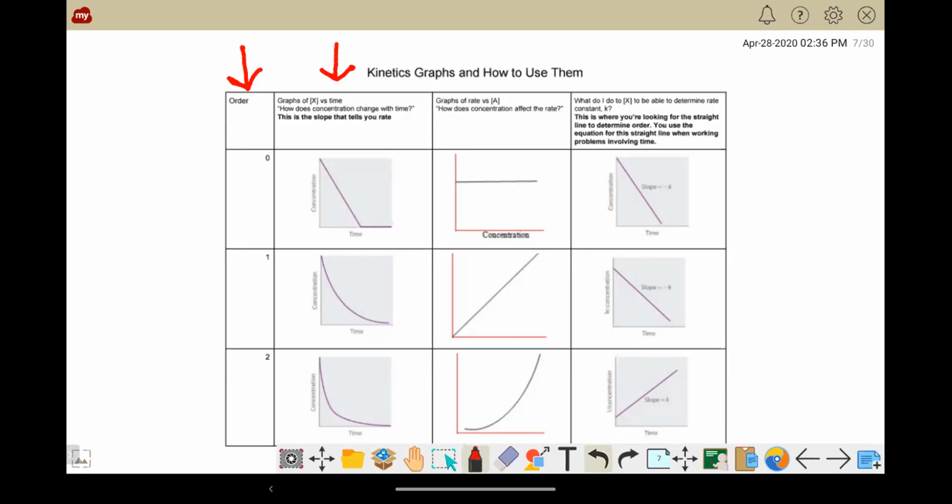When I look at that graph, I can look at the slope of that graph to tell me the rate of a reaction. Okay, the steeper the slope of that graph, the faster the reaction is going. So for 0 order, the rate of the reaction is a constant, and so the graph has a constant slope. For first order, it decreases at a particular rate. And for second order, it decreases at a steeper rate.